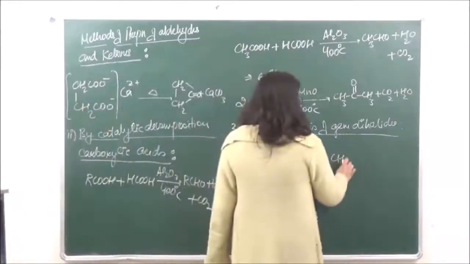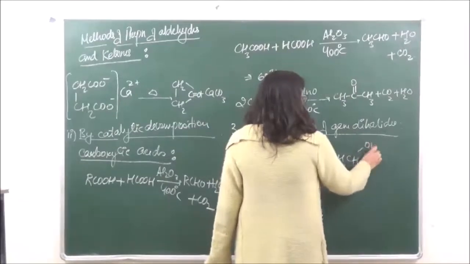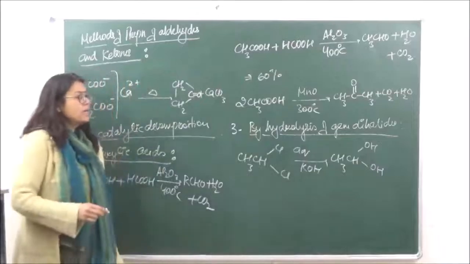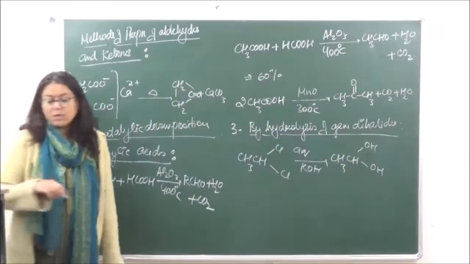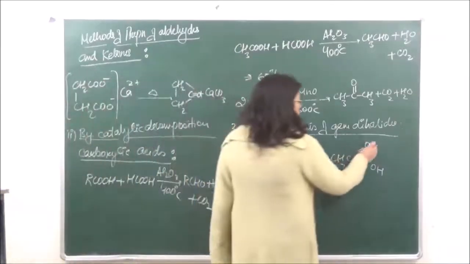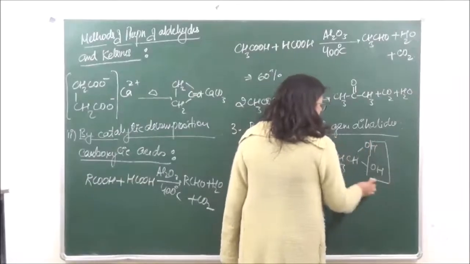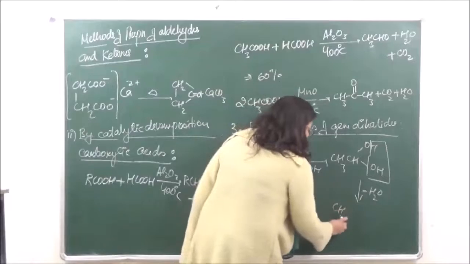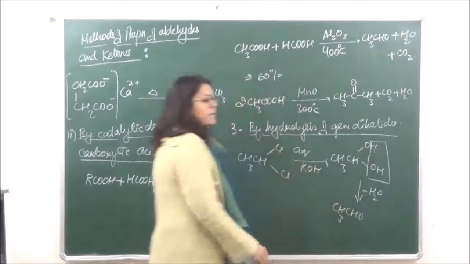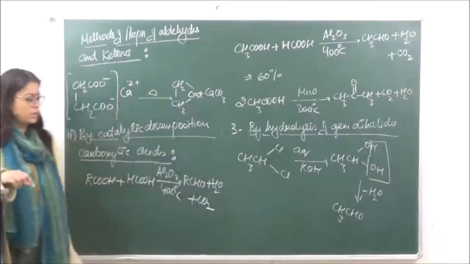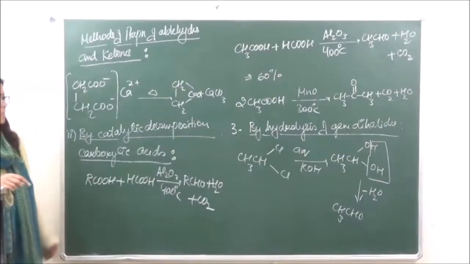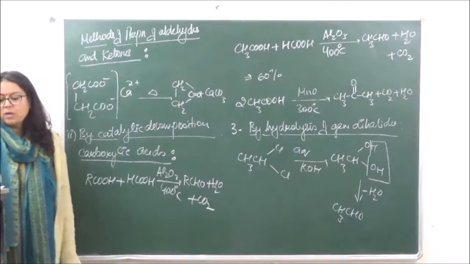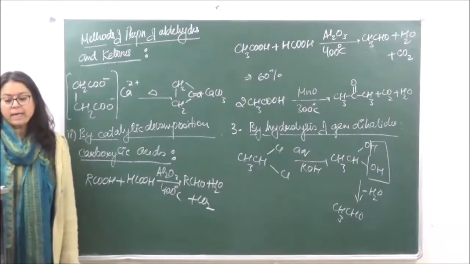So we have over here a gem dihydric alcohol. Now this is going to be very unstable. So immediately as it is formed, it is going to lose a water molecule, minus H2O, to give us the aldehyde, CH3CHO. Is it clear? So this is how you can form the aldehydes from gem dihalides.